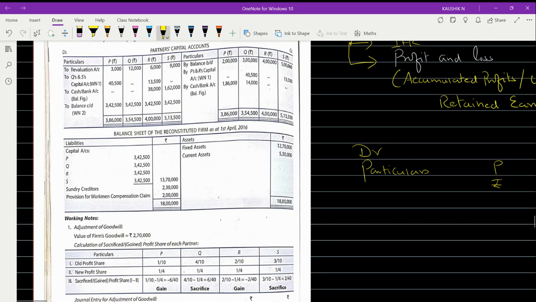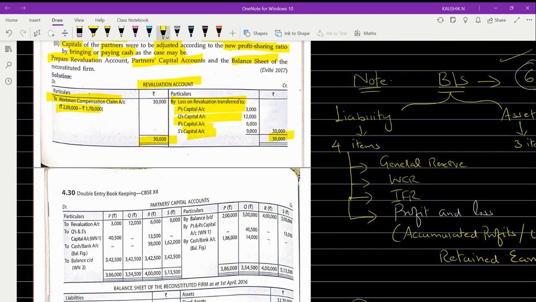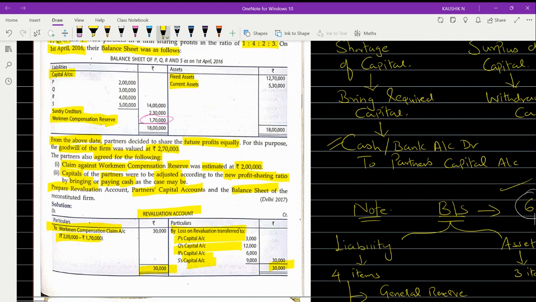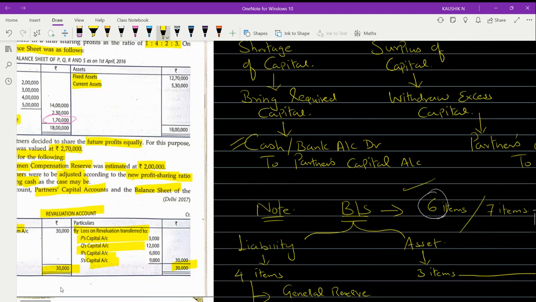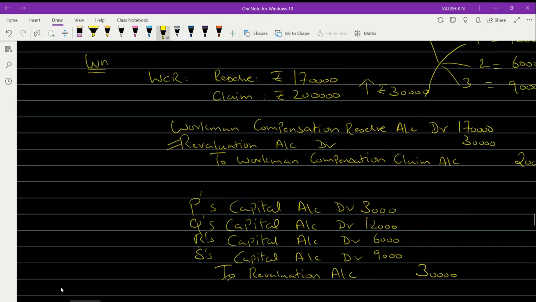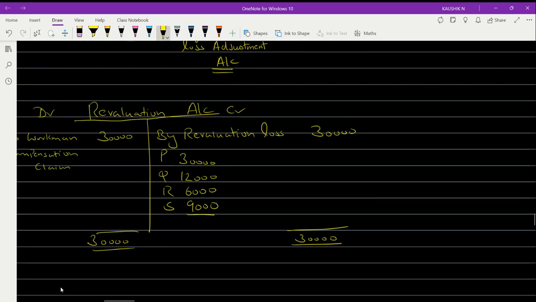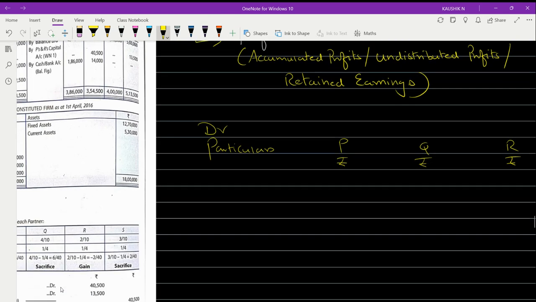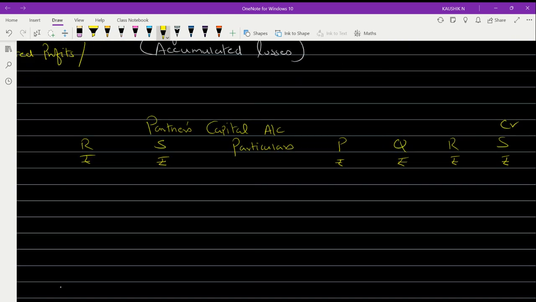When you prepare the partners' capital account, first bring out the balance shown in the balance sheet: 2 lakhs, 3 lakhs, 4 lakhs, and 5 lakhs. You first bring that up on the credit side. So, by balance brought down. What are the values that you found? 2, 3, 4, and 5.